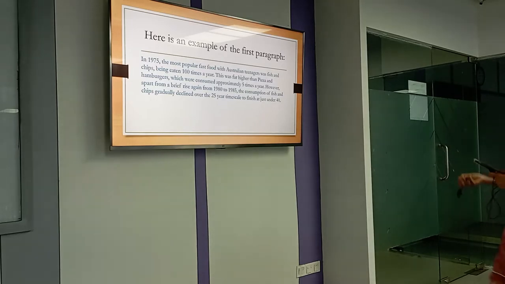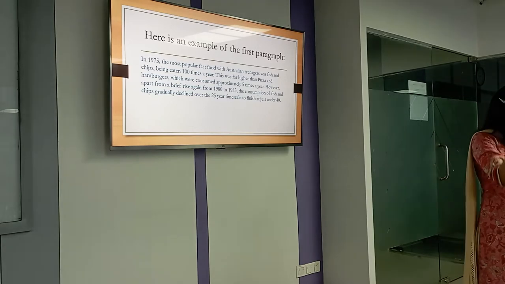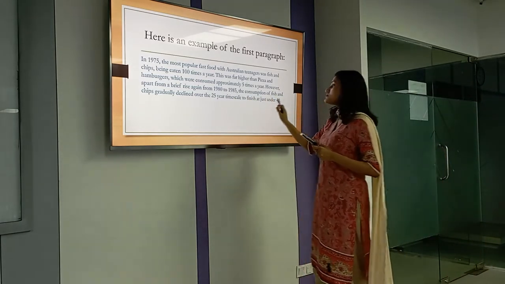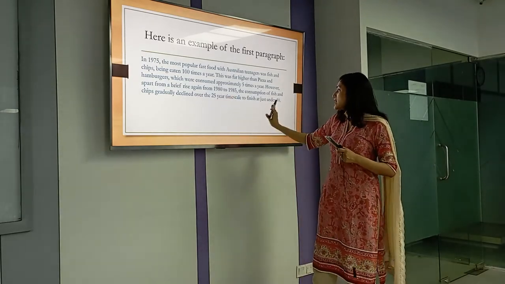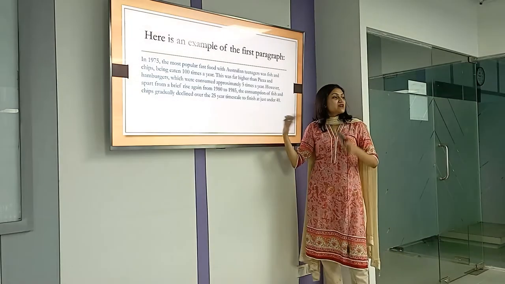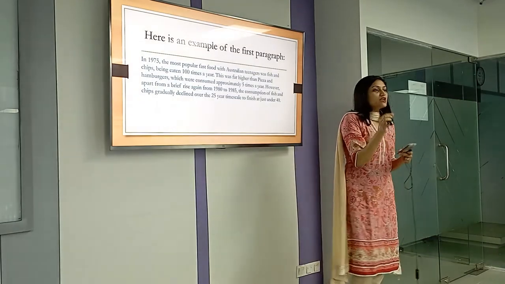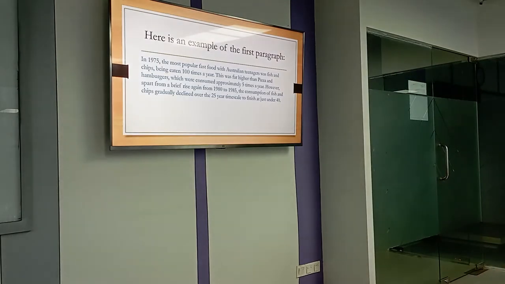However, apart from that, if there's a brief phrase, you talk about a brief phrase: from 1980 to 1995, the consumption of fish and chips gradually declined over the 25 years, and so on. Under 40, so it wasn't just 40, it was under 40, so you see, it came down. If it was just 40, you can just say it came down to 40. You have to write that. That's your task to write. It will be your one paragraph, so second paragraph.